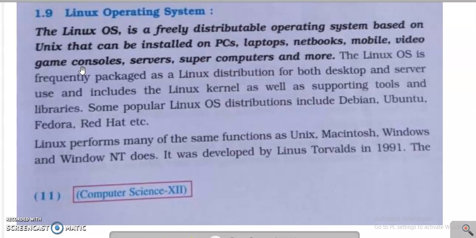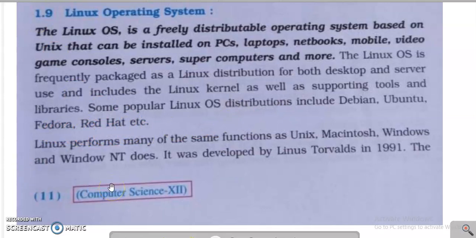The Linux operating system is frequently packaged as a Linux distribution for both desktop and server use and includes the Linux kernel as well as supporting tools. Here we are talking about the Linux kernel. Linux kernel means the Linux file system, which takes care of all the requirements for an operating system to work in a computer, whether it is a server or a client. Some popular Linux operating system distributions include Debian, Ubuntu, Fedora, Red Hat, etc.